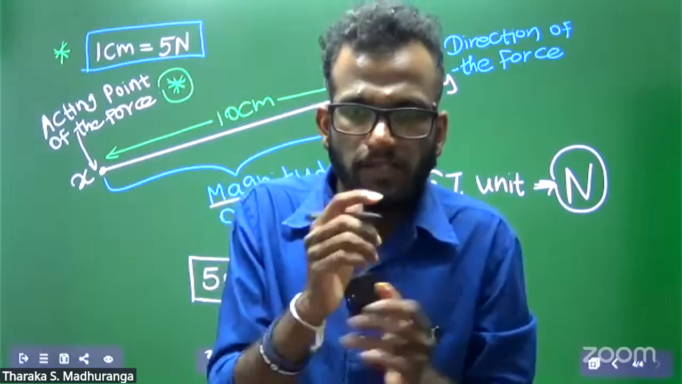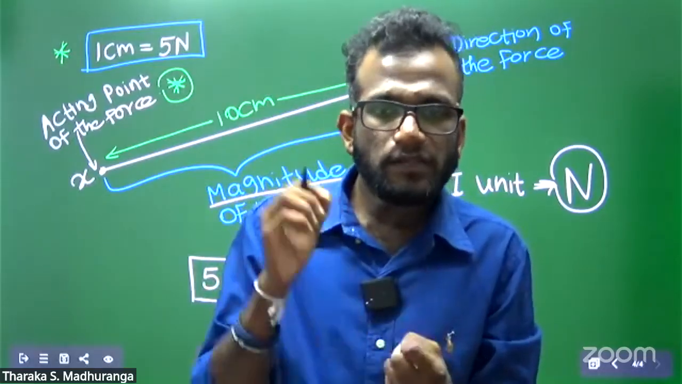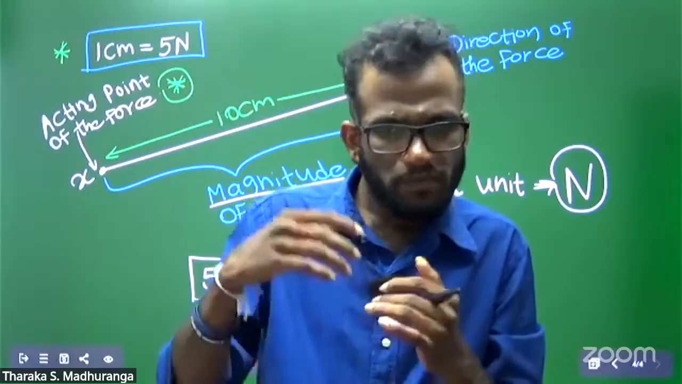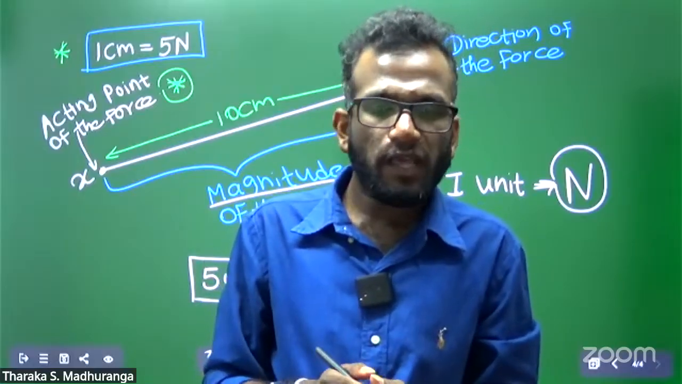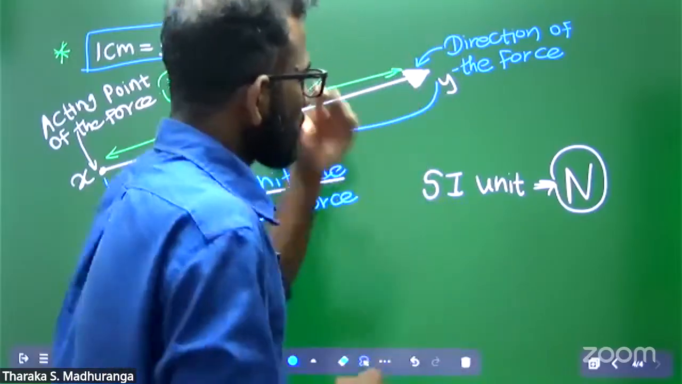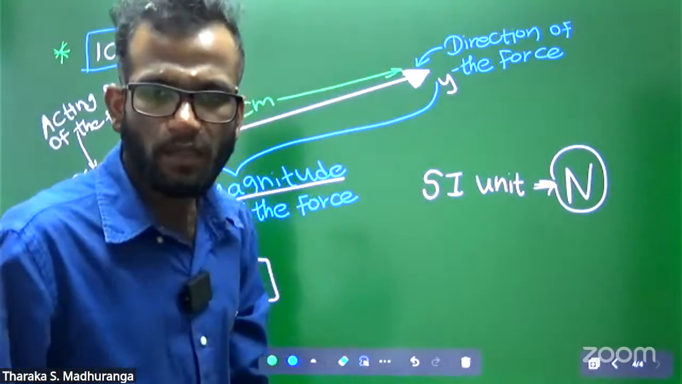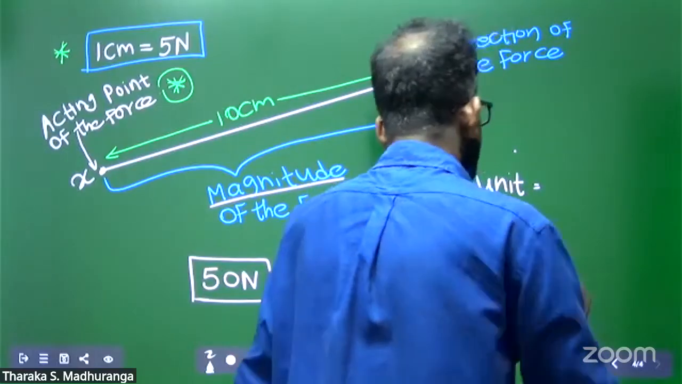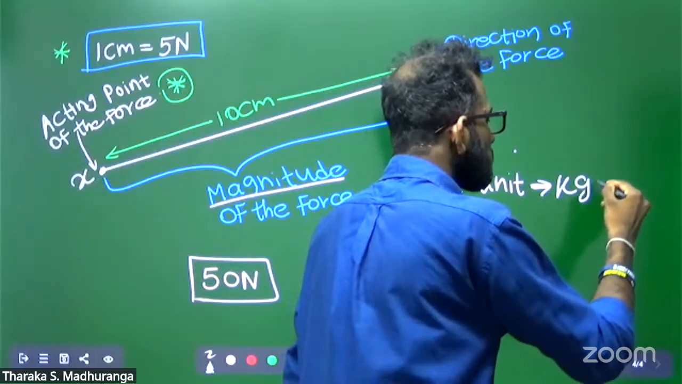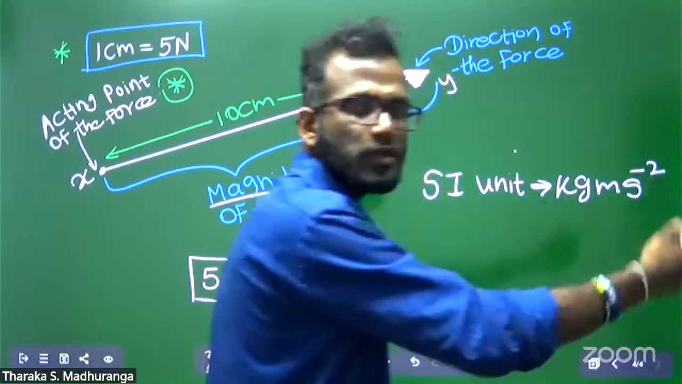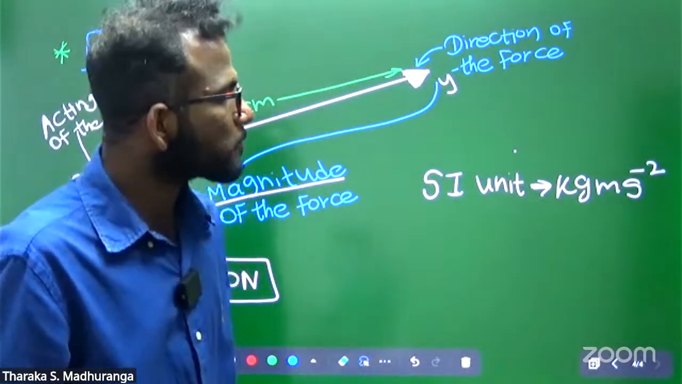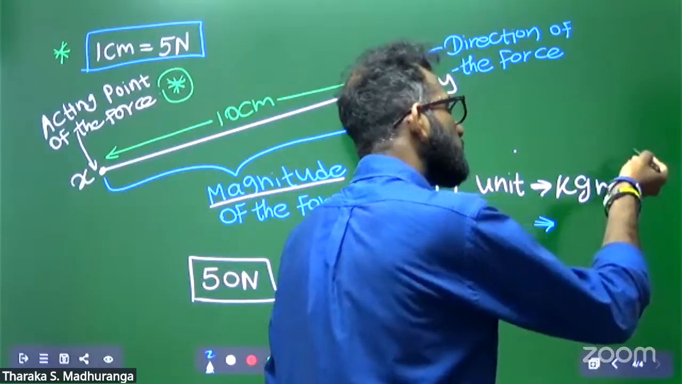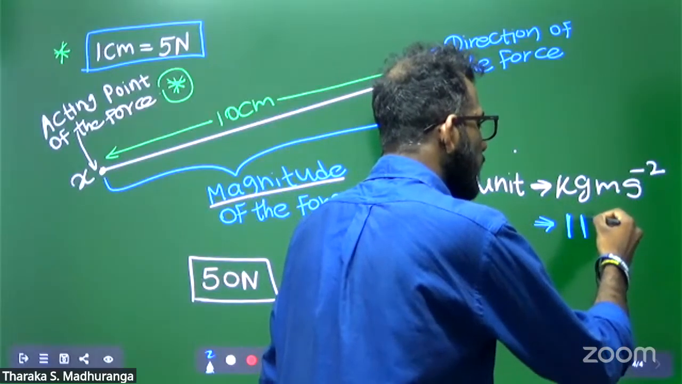That means Isaac Newton is the scientist who has explained many theories related to forces. That's why the force unit is Newton. But actually the actual unit of force is kg ms minus 2. This is the actual unit of the force. But out of respect for the scientist, this 1 kg ms minus 2 we normally identify as 1 Newton.